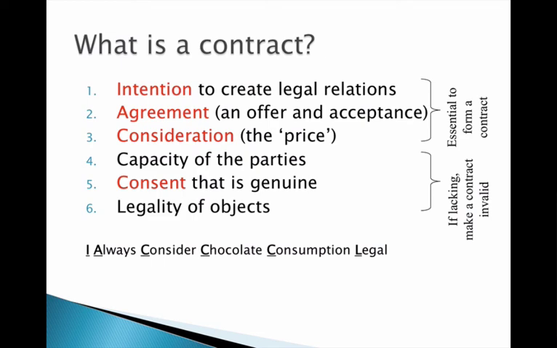We also need to make sure that the parties have the capacity to contract, that consent's genuine, and that the objects or the purpose of the contract is actually legal. If we don't have those, then a contract may be invalid. We're going to concentrate on these first 3 steps, but whenever you're looking at a contract problem, you need to go through all 6, make sure they're all there, because if they're not all there, you might not have a valid contract.